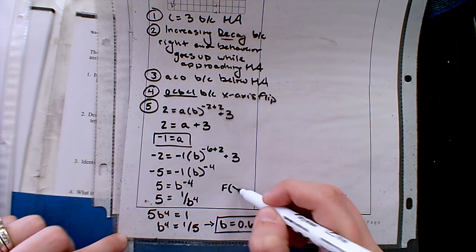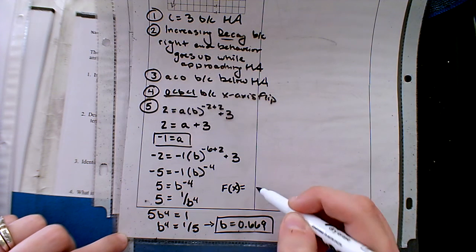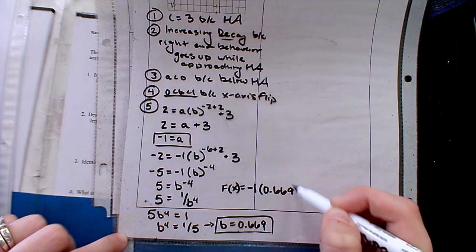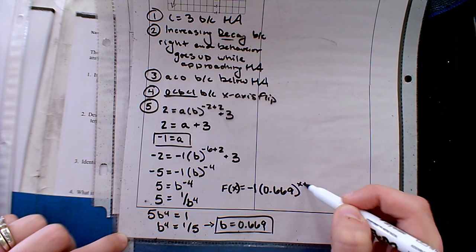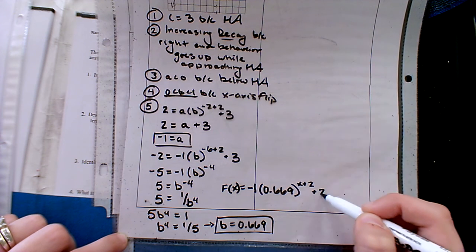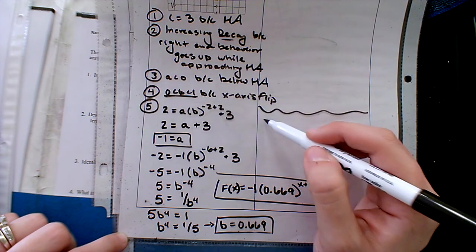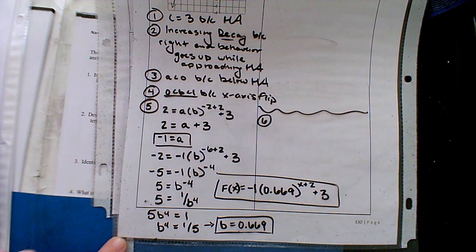Let's write our final equation. H of x equals, let's see, -1 times 0.669, power x plus 2, C value 3. All right, I kind of ran a little bit out of room, but I'm going to move into the next block. That's okay.